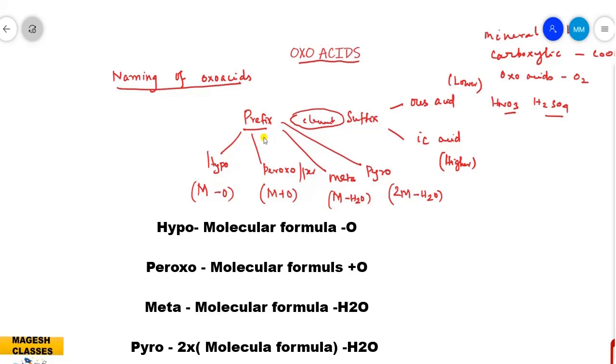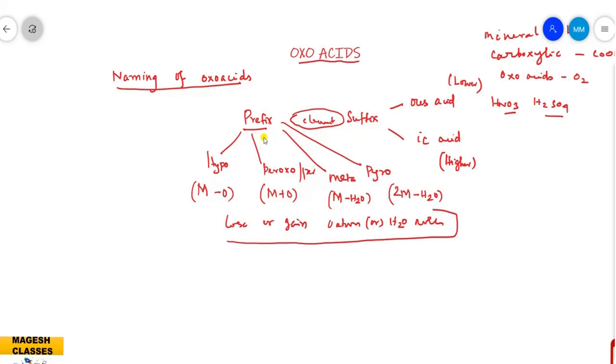So the compositions of oxo acids are interrelated in terms of loss or gain of an oxygen atom or a water molecule. Here oxygen is lost, oxygen is gained, and a water molecule is lost. So oxo acids are named with these four types of prefix, and the -ous series and the -ic series are present.